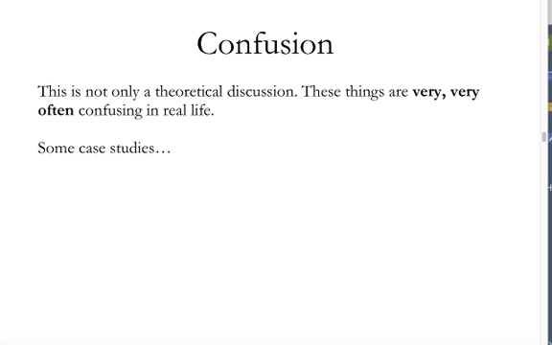And in the next section here, we will go through some case studies trying to explain why this is important and why it's complicated. Because this is not only a theoretical discussion, correlation and causation are very, very often problematic and confusing in real life. So in the next video, we'll do some case studies about correlation and causation.